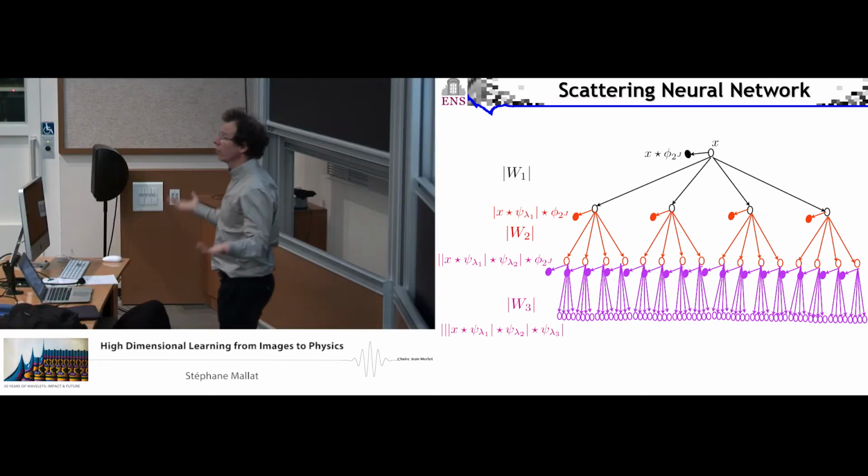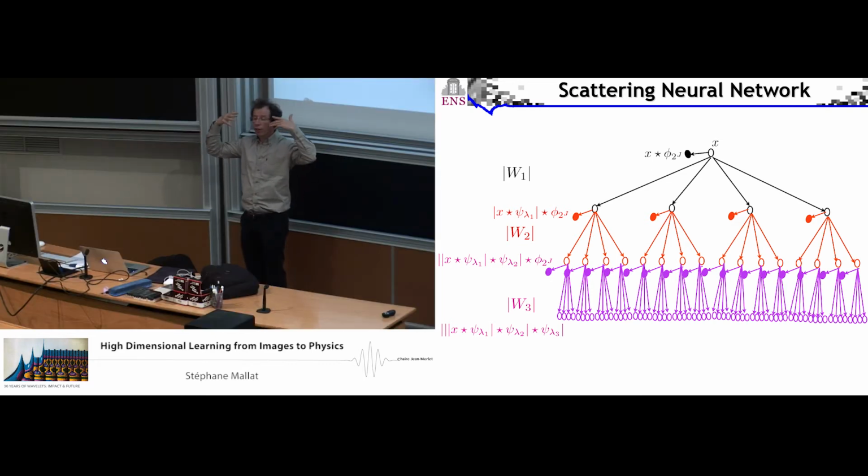And what you recognize, it's a neural network. You are, in the sense that you're applying a linear operator, a bunch of convolutions with wavelets, a nonlinearity, linear operator, nonlinearity, and so on.